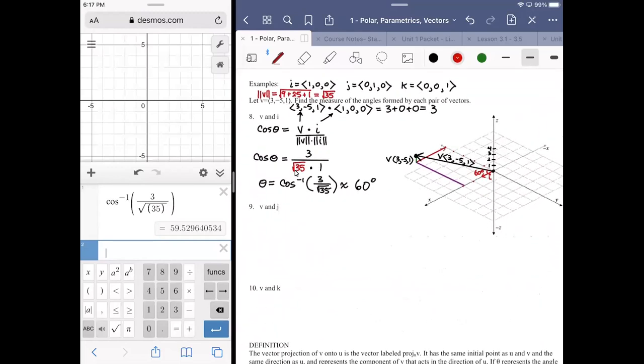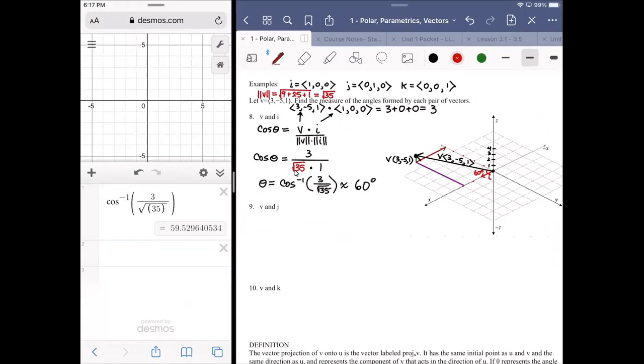All right. Now, I'm not telling you that you need to draw a diagram every time it asks you to find an angle between two vectors, but sometimes, for a little bit of peace of mind, it's a good way to go. All right. Now, number 9 is the angle between V and K. I'm sorry, V and J. Now, J is 0, 1, 0. So that's 1 unit along the y-axis.